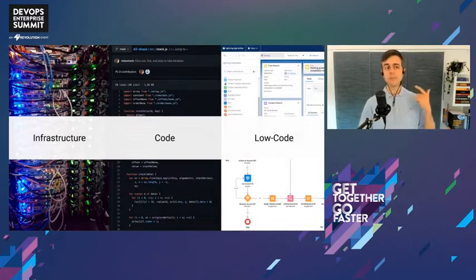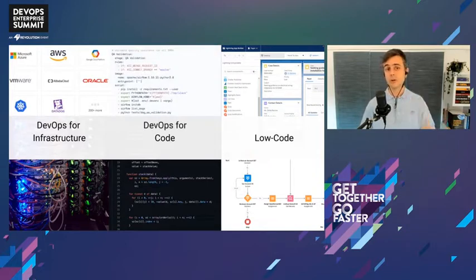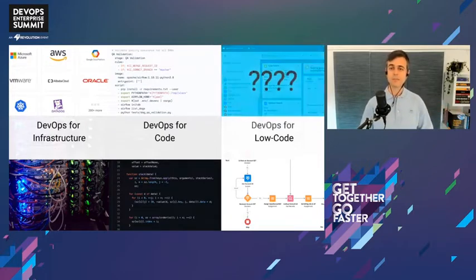Now, when we're talking about DevOps for infrastructure, we're talking about all these cloud platforms, AWS, GCP, technologies like Kubernetes and so forth. When we're talking about DevOps for code, we're typically talking about build pipelines and CI/CD and build scripts and so forth. What are we talking about when we're talking about DevOps for low code? That's what I'm going to cover today.